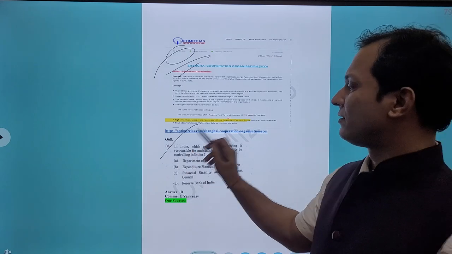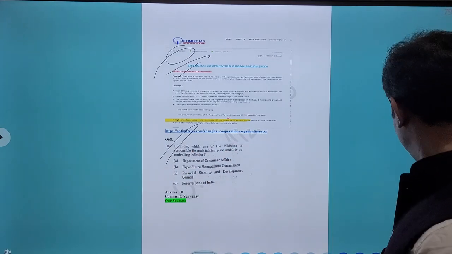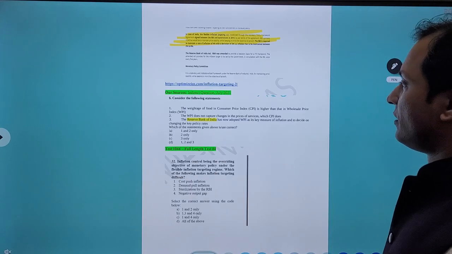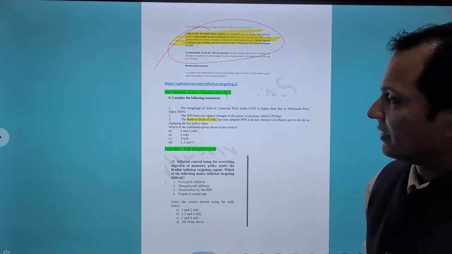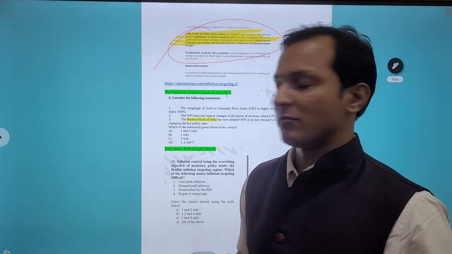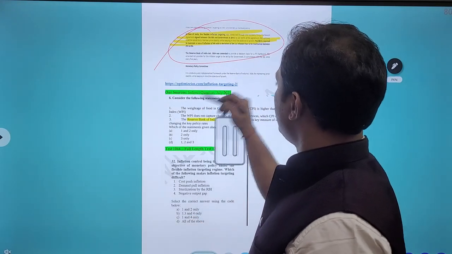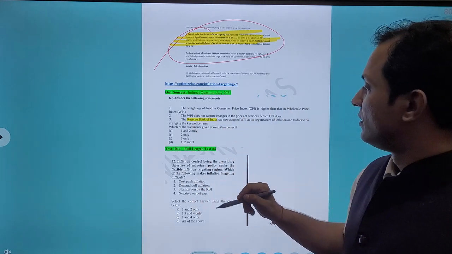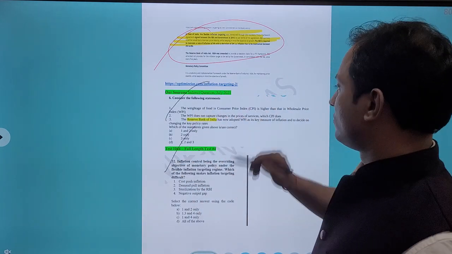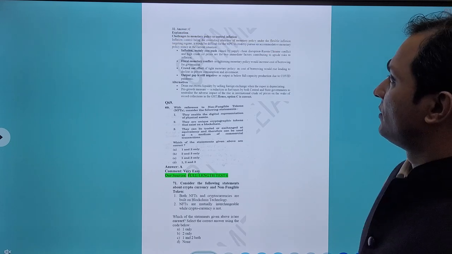Next is a very easy question, 68, very easy one. It was a sector question. Here also I have mentioned RBI and inflation. RBI is responsible for management of inflation, guys. Okay, let us see here. Consider the following statements. Very easy ones, so many times covered.